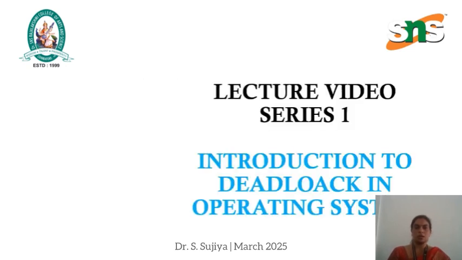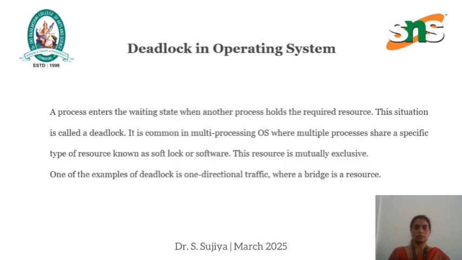Today in the series 1 video I'm going to discuss Introduction to Deadlocks in Operating Systems. A deadlock in an operating system occurs when a process enters a waiting state because another process holds the required resources. This commonly occurs in multi-process operating systems where multiple processes share a specific type of resource, which is known as a soft lock.